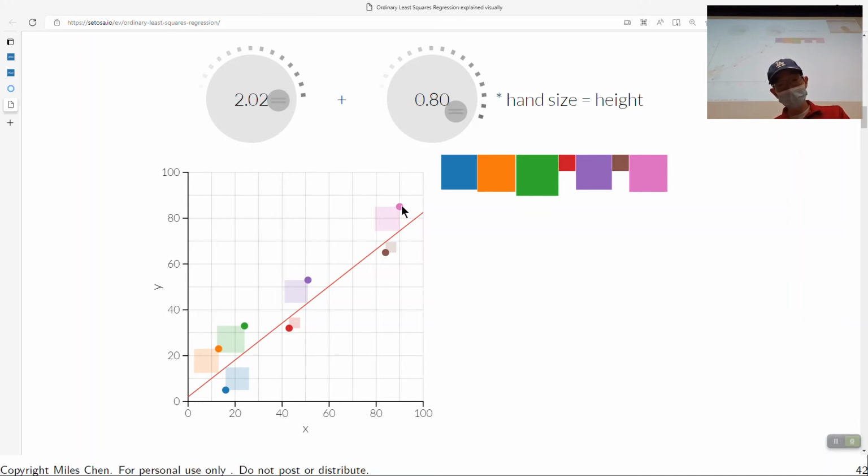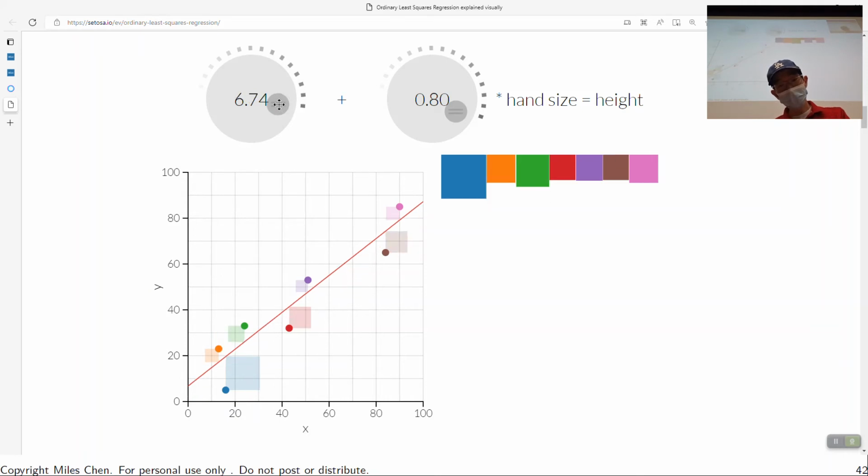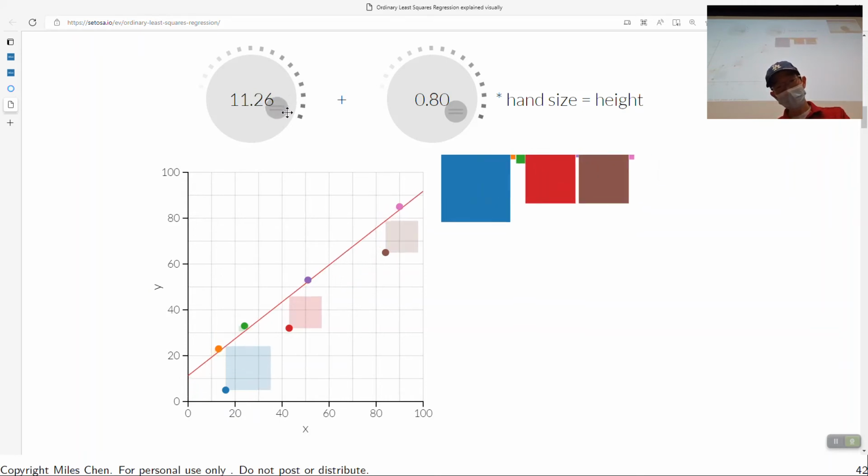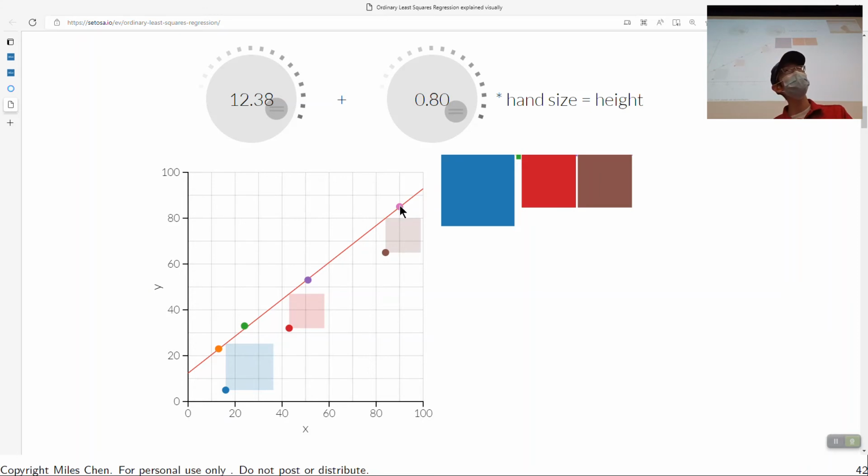So let's just look at this pink dot here. I can try to increase my intercept so that the dot is right on the line. And if I do that, now I have no pink residual because the actual value is on the predicted value, so I have no difference between the actual and the predicted.